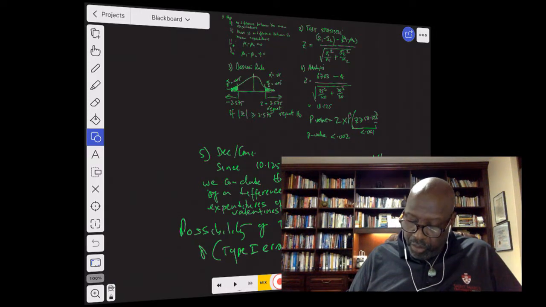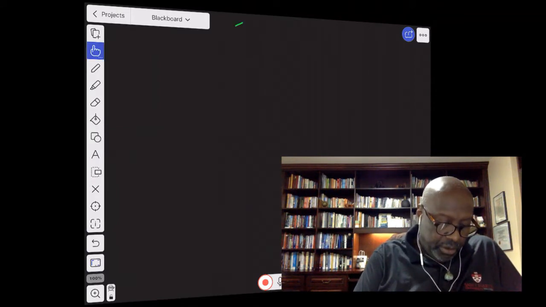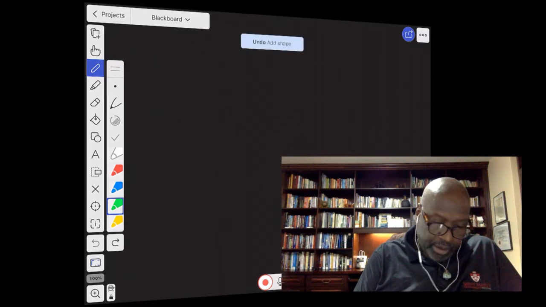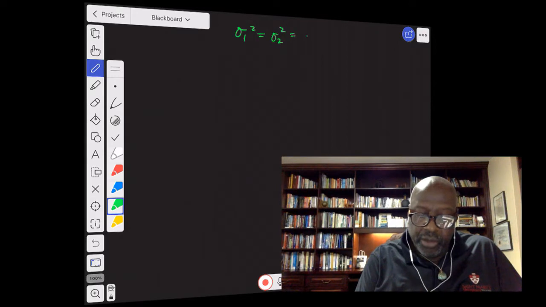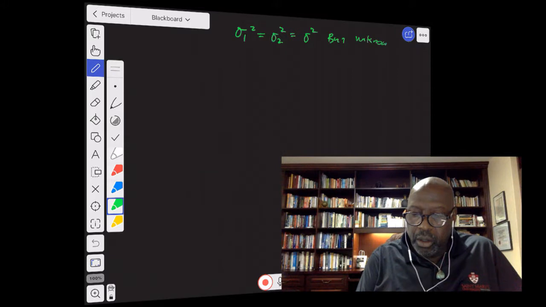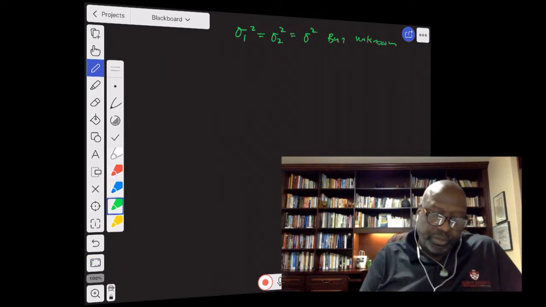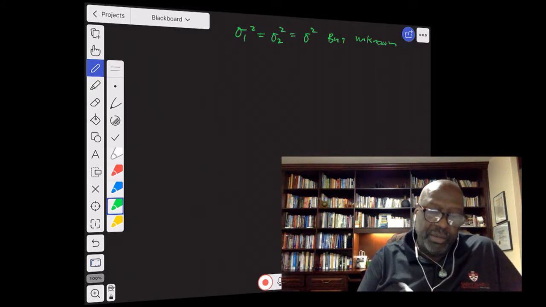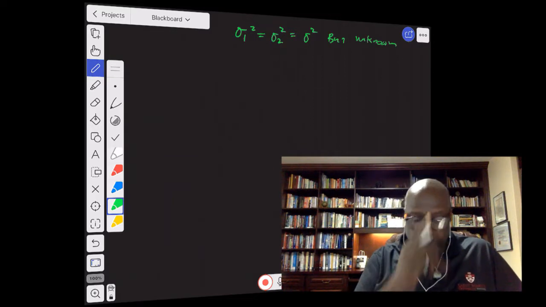So we want to look at this situation where sigma 1 squared is equal to sigma 2 squared is equal to sigma squared, but unknown. So we're assuming that they're equal, but we don't know what they are, all right? And so in that case, we want to find a confidence interval, and we want to do a hypothesis test for the difference between the population means.